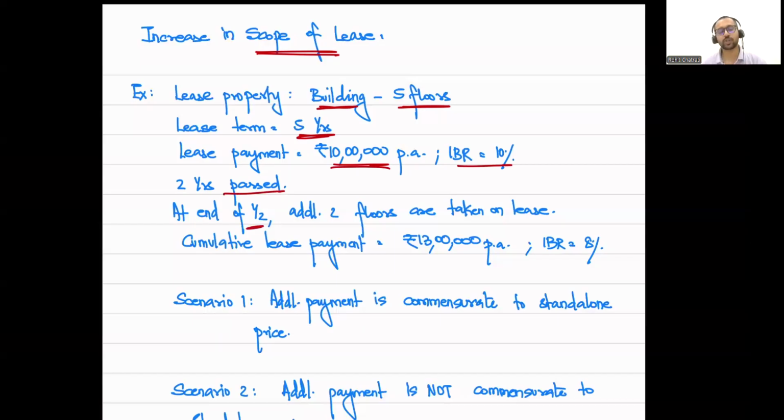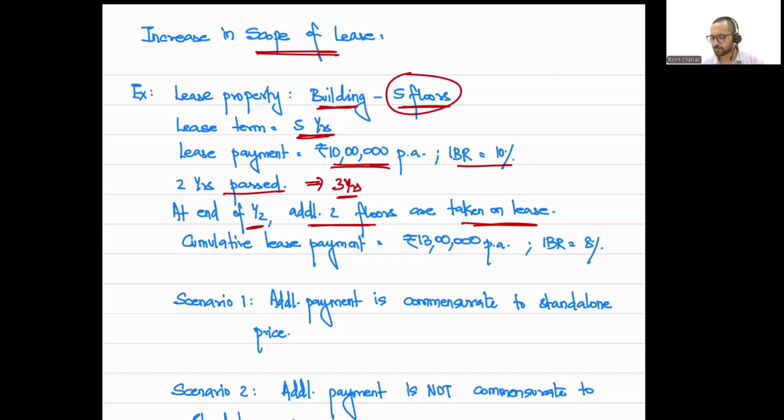At the end of year two, there is a modification taking place wherein two additional floors are now being taken on lease. I earlier had 5 floors. I'm now taking two additional floors on lease. So the total number of floors will be 7 floors. But the number of years remaining will continue to be 3 years. 2 years have passed, therefore remaining is 3 years. So for the period of 3 years remaining, I am going to have 7 floors on lease.